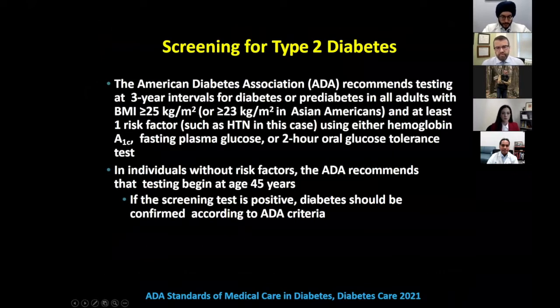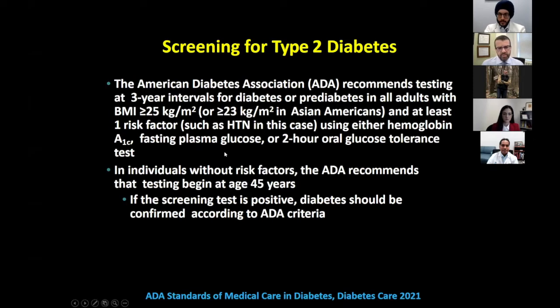This is often a common exam question as well, a common board question, but actually asking about screening for type 2 diabetes, when should we start screening? Taking the American Diabetes Association guidelines, they recommend testing at 3-year intervals or more frequently, depending upon the individual, in all adults with a BMI of greater than 25, or greater than 23 in Asian Americans, with at least one risk factor. And that could include either an A1C, a fasting glucose, or a 2-hour glucose tolerance test. In practice, it's going to be one of the first two because the last is more challenging to organize.